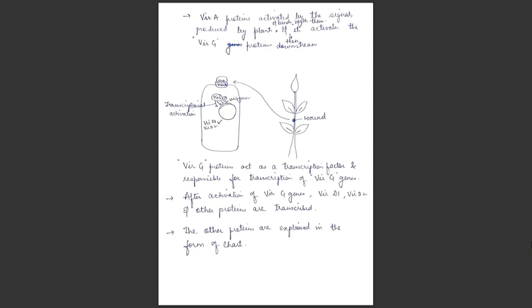These Vir-A proteins are activated by the signals produced by the plants and bind with them, and this activates the Vir-G proteins downstream. These Vir-G proteins act as transcription factors and are responsible for the transcription of Vir genes. After the activation of Vir genes, Vir-D1, Vir-D2 and other proteins are transcribed. The other types of proteins are explained in the form of a chart.